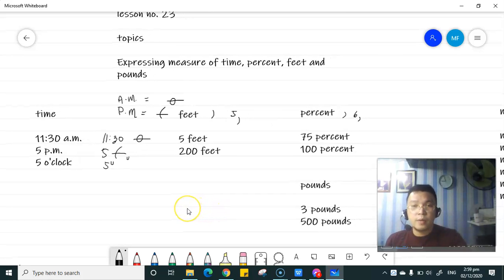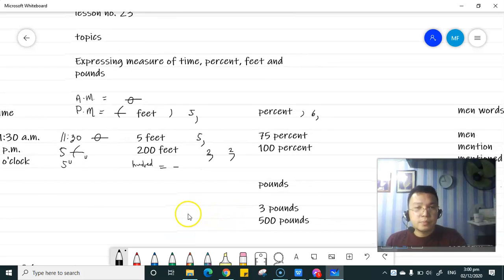Okay, so like what I have said, the representation of the feet symbol is just the F symbol, which should be written at the base of the number, 5 feet. Okay, 200 feet. So like this, di ba the 100 is represented by the N symbol. So it should be written as this 2, and then the 100 symbol is below the number, followed by the F symbol. So 2, N, and F, 400 feet.